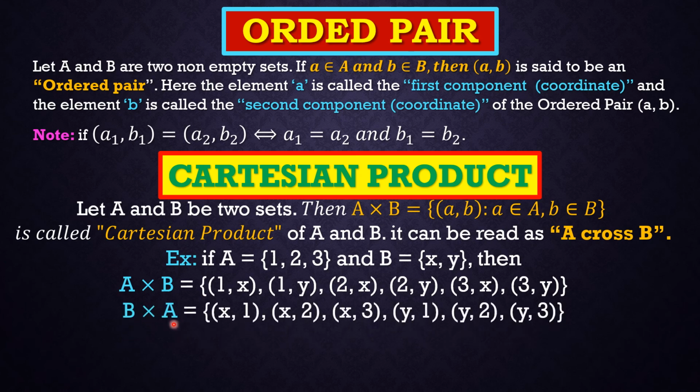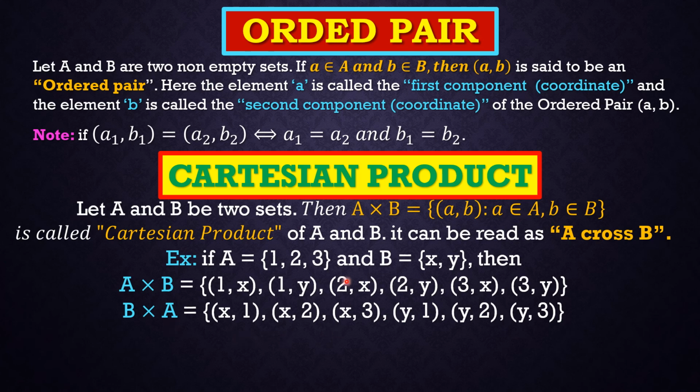And also we write B cross A. Here first we take the set capital B and the second one is capital A. Now the elements of the set capital B can be related with the set capital A, that are 1, 2, 3. Here we write the ordered pairs (x, 1), similarly (x, 2), and x related with 3, that is (x, 3). Similarly we write (y, 1), (y, 2), (y, 3). So these are the ordered pairs in the set B cross A.